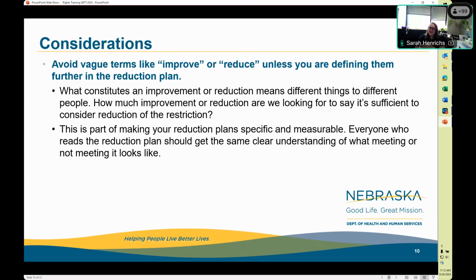So we need to be specific. It's so important, because if I asked every single one of you what reduction or improvement looks like, I would get 100 different answers. And so we have to be more specific. We have to say how much reduction, how much improvement, and what are the observable, measurable elements of that.